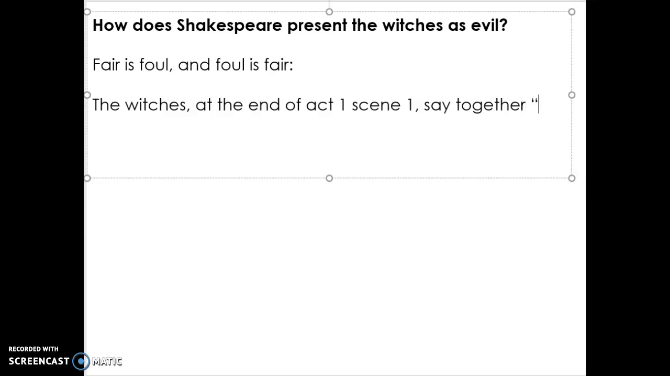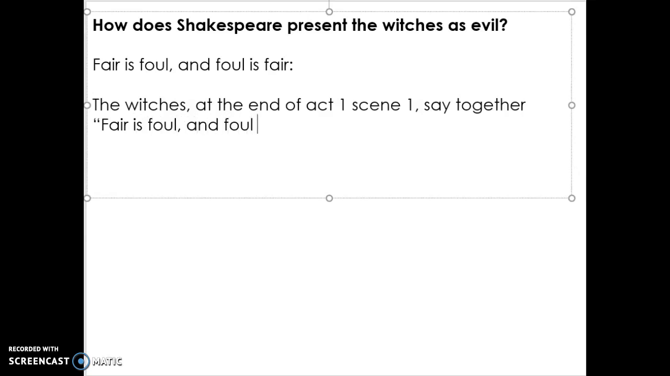"Fair is foul and foul is fair." "Fair is foul," comma, "and foul is fair." So I've just used my who, when, who to sort of structure, modified a bit for this quotation, and I've introduced my line. The witches at the end of Act 1, Scene 1 say together, "fair is foul and foul is fair."